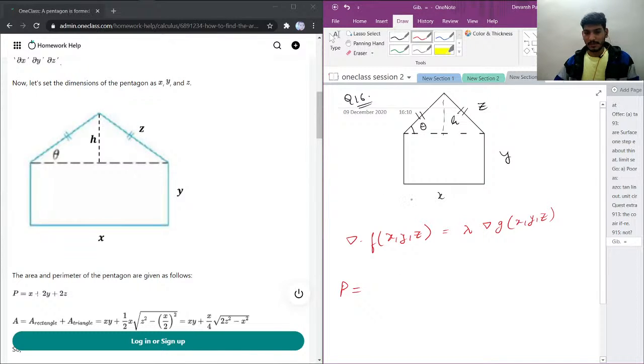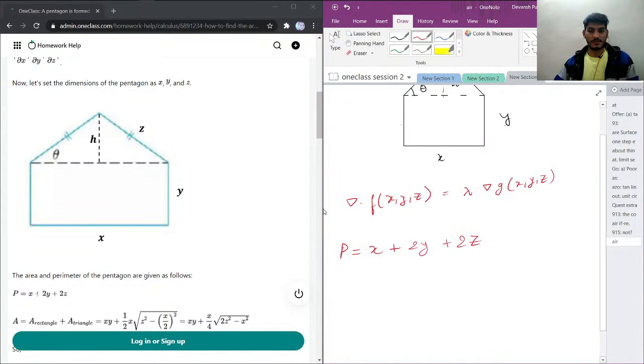So perimeter is going to be x plus this y and this y, 2y, plus this z, and as this is an isosceles triangle, so this will be z, and this is fixed.